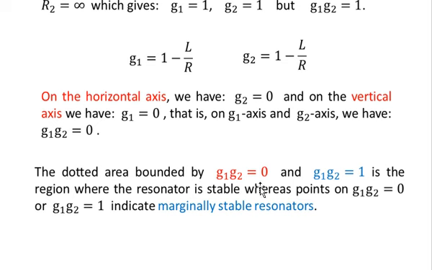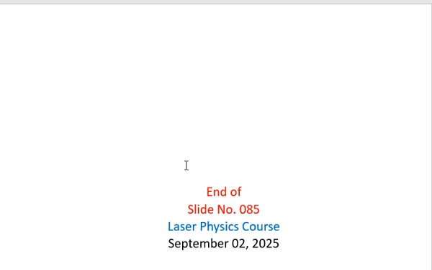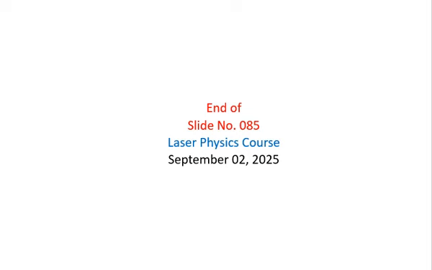and this is what I have stated over here. The dotted area bounded by G1 G2 is equal to 0 and G1 G2 is equal to 1 is the region where the resonator is stable, whereas the points on G1 G2 is equal to 0 or the points on G1 G2 is equal to 1 indicate marginally stable resonators. So you see that we have answered all the queries of the question in our answer, and we have covered all aspects raised in the question. So this is the end of slide number 85.